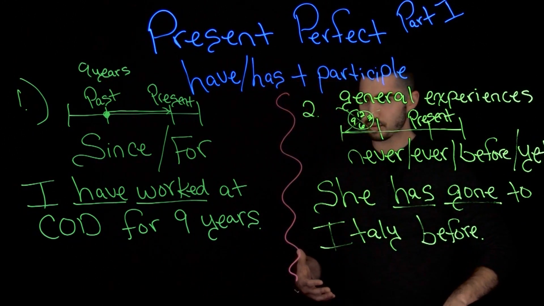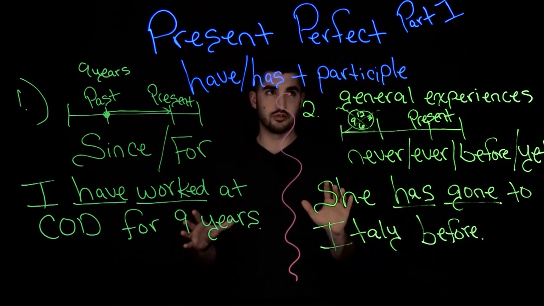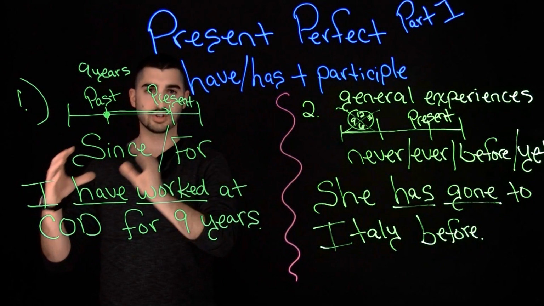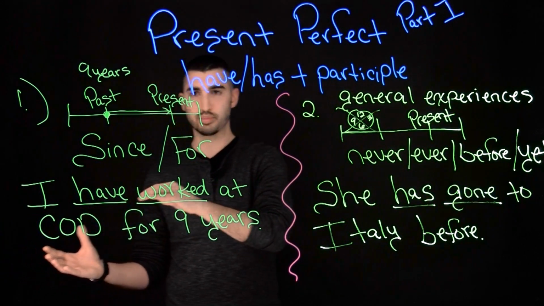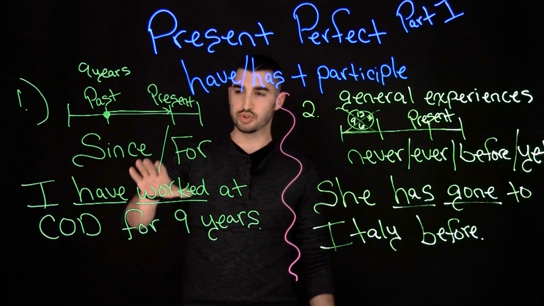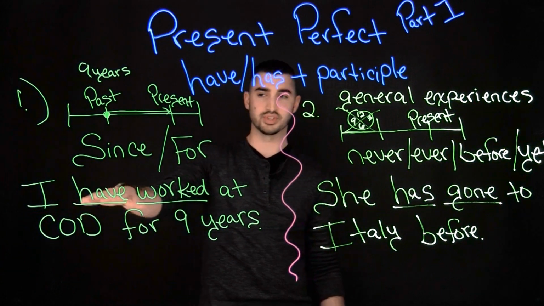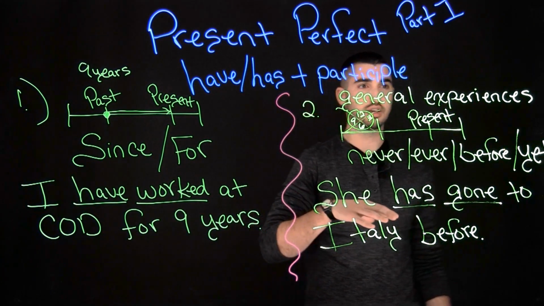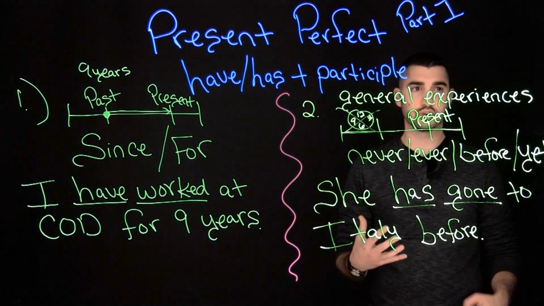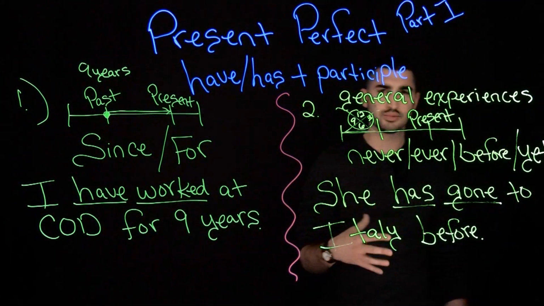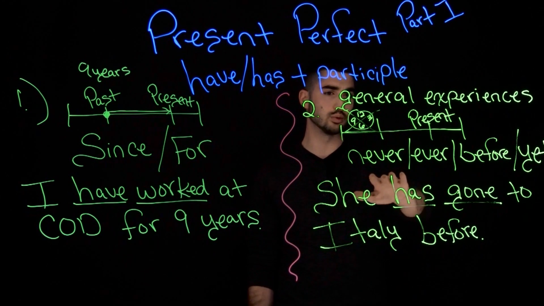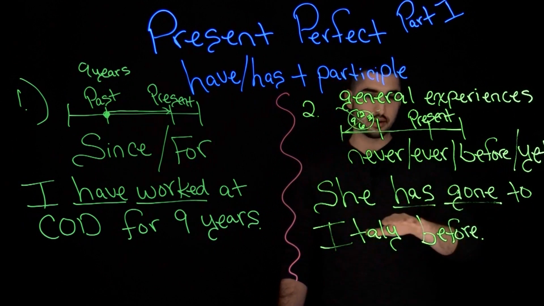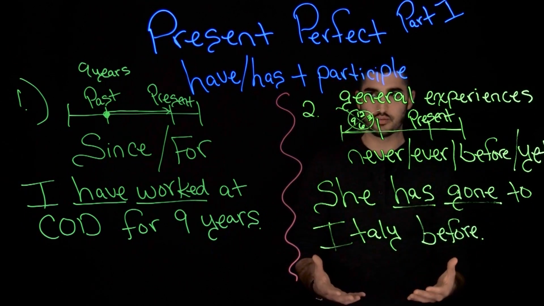And to recap, for the first 2 ways to use the present perfect tense, we have actions that started in the past and continued up into the present. So using since and for, my example was I have worked at COD for 9 years. And then the second way to use it is describing general experiences, where time doesn't really matter. And our key words were never, ever, before, and yet. And the example, she has gone to Italy before.